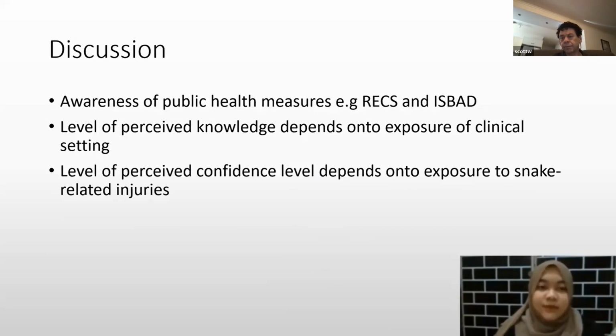This may be due to exposure to clinical settings along with the precise significance of basic first aid measures, for example, pressure bandaging. Thirdly, we have explored how the level of perceived confidence differs between clinical students and preclinical students. This is possibly due to the exposure to snake-related injury during clinical postings and experience of handling first aid measures like pressure bandaging.